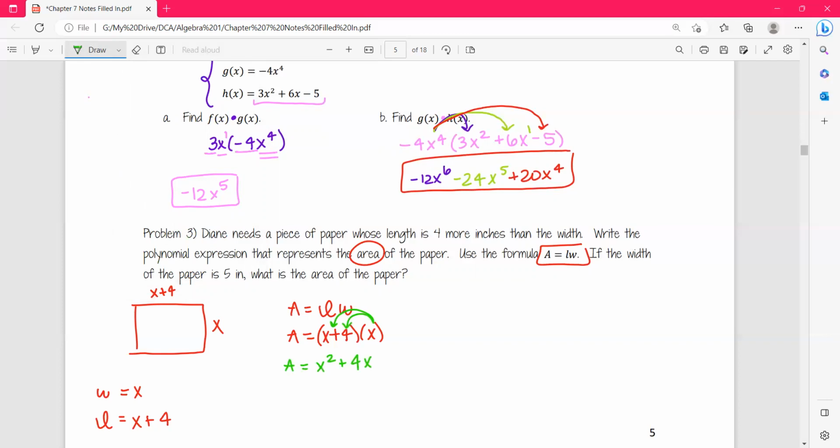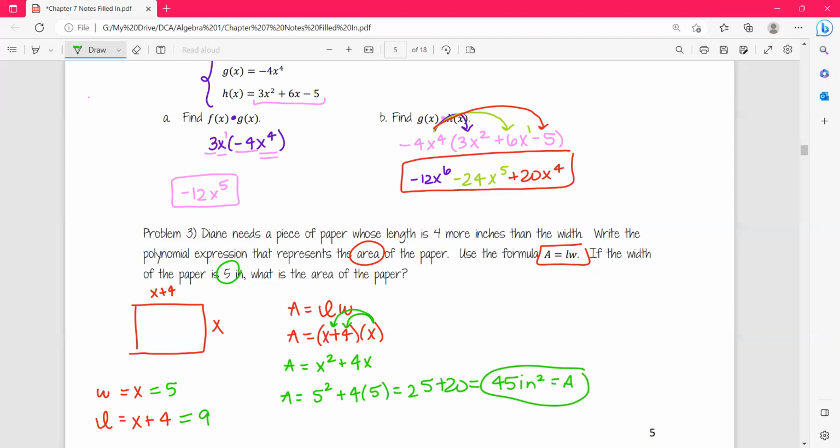And then they're saying find the area if the width of the paper is 5 inches. So that means x equals 5. What is the area of the paper? All we have to do is substitute the 5 in for x. So I'm going to do the area equals 5 squared plus 4 times 5 gives me 25 plus 20. So I get 45 inches squared is the area of this paper.